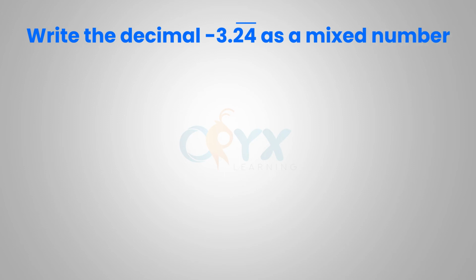All right, our next example: write the decimal -3.24 repeating as a mixed number. We're going to start out by looking at the repeated value, and we're going to assign a variable, in this case a capital N, and that capital N is going to represent the part of the decimal that's repeated. So in this case, that 0.24 repeated: 0.24, 24, 24, etc.